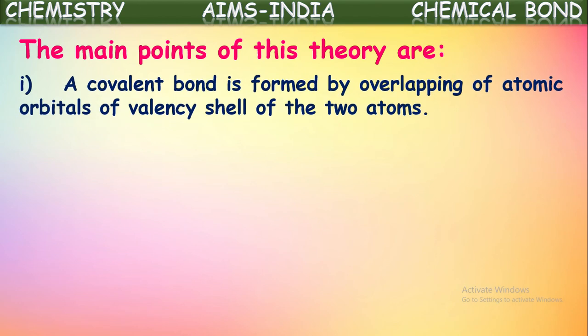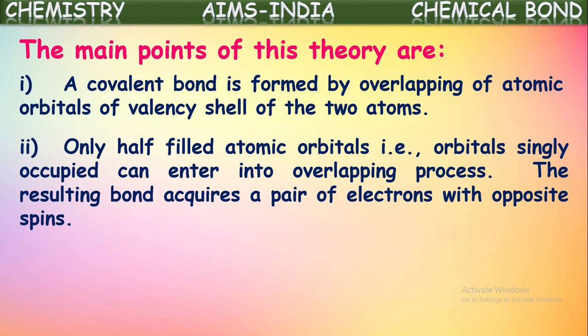One of them is a covalent bond is formed by overlapping of atomic orbitals of the valence shell of the two atoms. So here it is explained how a covalent bond is formed. When two atoms approach each other, their valence orbitals or atomic orbitals overlap each other and hence they pair their electrons. By that, a covalent bond is formed.